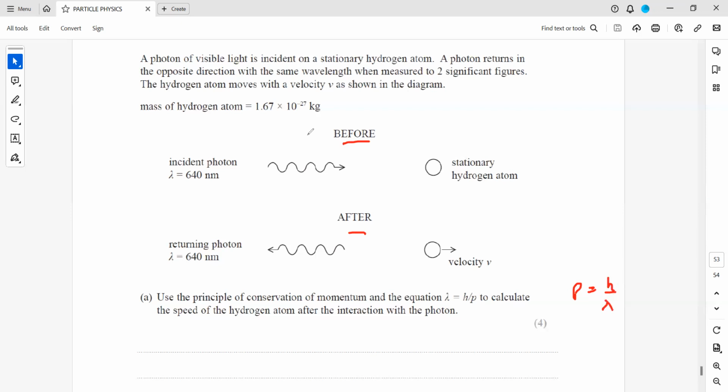So before interaction, what is the total momentum before collision? It will be h over lambda plus 0. And after, because it has changed direction, it will be minus h over lambda, and this momentum will be mv. So if we write the equation for conservation of momentum, momentum before equals momentum after: h over lambda plus 0, the sum of momentum of two objects before collision, will be equal to the sum of momentum after collision.